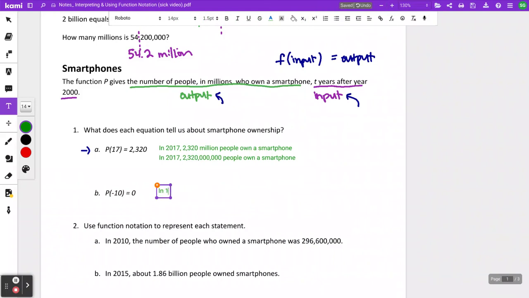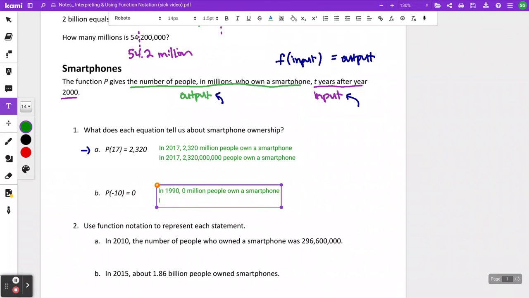That's going to be the year 1990. So this function notation here is telling me about the year 1990. So in the year 1990, we've got a 0 here. That 0, remember, is your output, which is the number of people who own a smartphone. So that's telling me 0 million people own a smartphone. Well, 0 million is just 0.